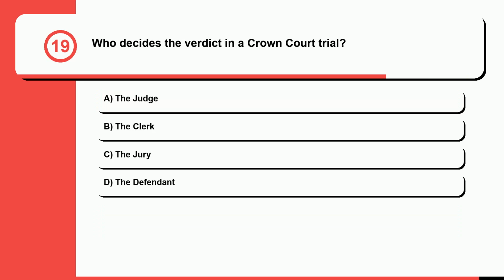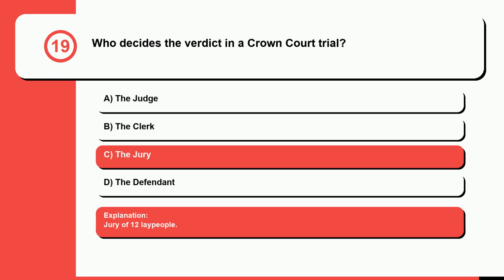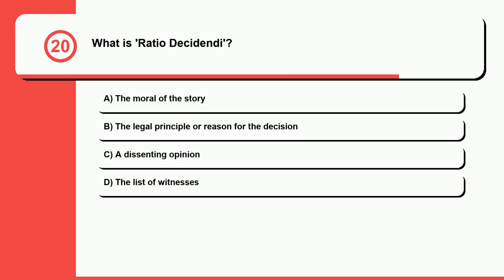Question 18. A breach of contract occurs when A. A party fails to perform their obligations. B. The contract is signed. C. A party changes their mind before signing. Or D. The price is too high. The correct answer is A. A party fails to perform their obligations. Failure to fulfill terms.